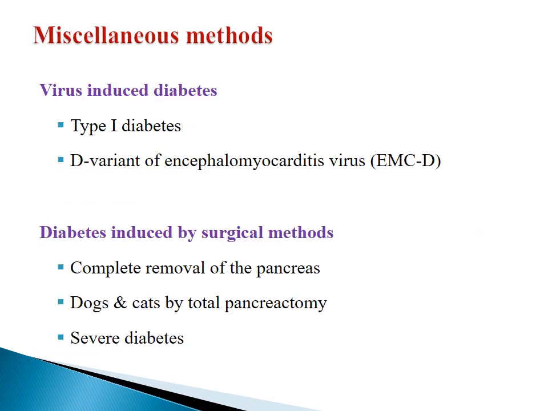Type 1 diabetes may be due to virus infection and beta cell specific autoimmunity. The D variant of encephalomyocarditis virus selectively infects and destroys beta cells in mice, similar to human type 1 diabetes. Also, diabetes can be induced by a surgical method by complete removal of the pancreas. Diabetes by this method can be induced in animals like dogs and cats by total pancreatectomy. Diabetes after complete removal of the pancreas is severe in nature from the first day till death of the animal. Generally, smaller animals like rats and mice are not suitable for this procedure.